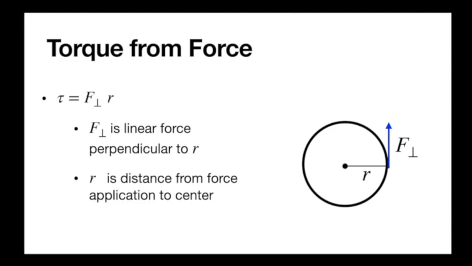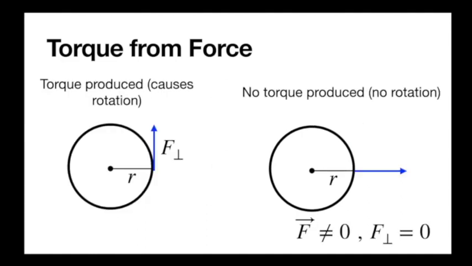Right? So it is a mouthful saying vector from the axis of rotation to where the force is applied, but I think visually it's pretty clear. So now we have this connection between our linear force, F, and our torque by just multiplying it by this R. But it's not just the entire force. The F has to be perpendicular.